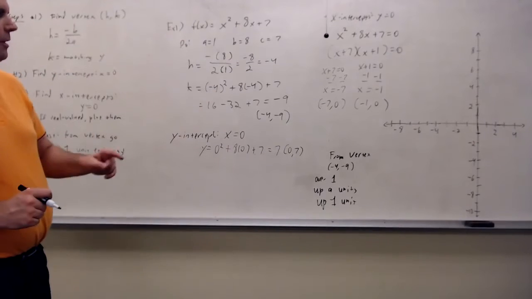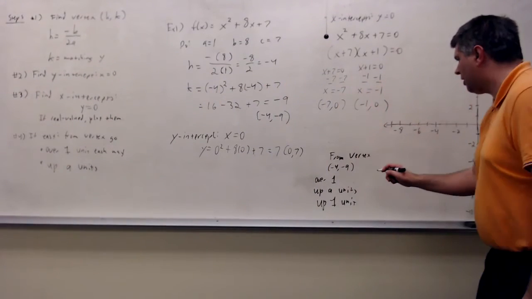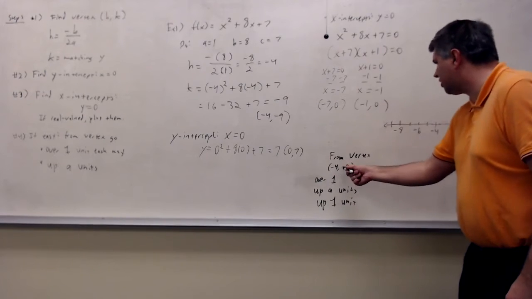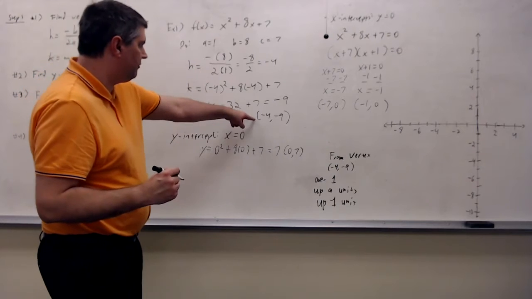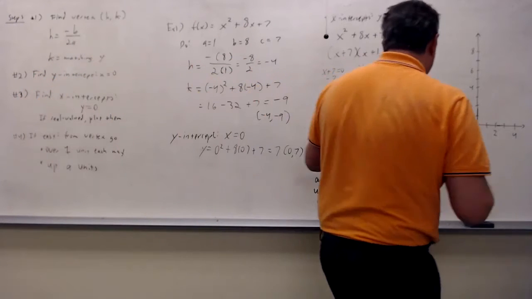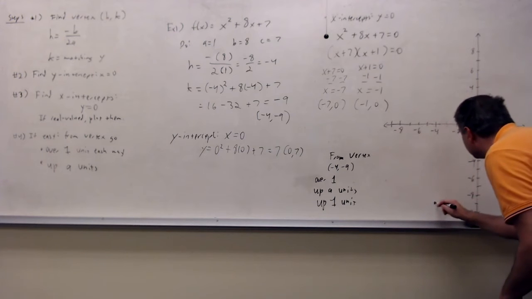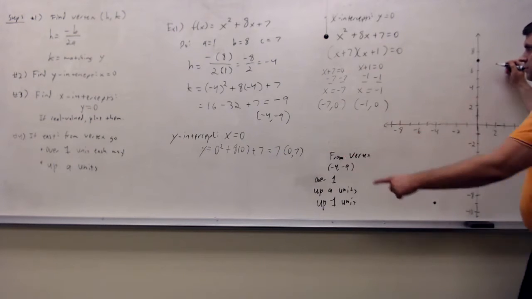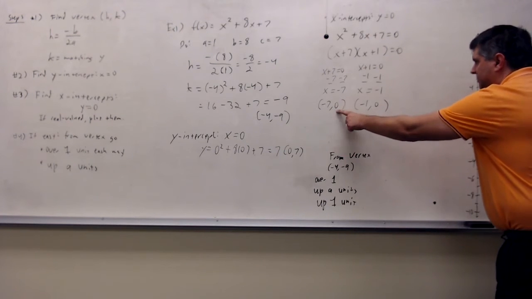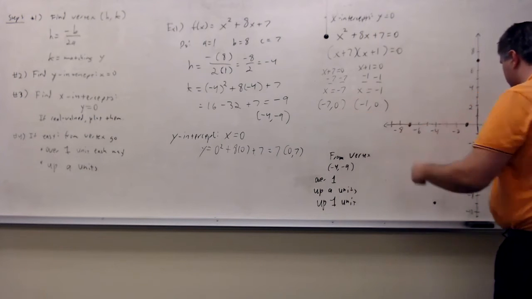As you can see, I went ahead and drew a grid. I also went ahead and added these instructions to go with number 4. So first I'm going to start with the points I'm given. The vertex is the low point, negative 4, negative 9. The y-intercept is 0, 7. My x-intercepts are negative 7, 0, and negative 1, 0.